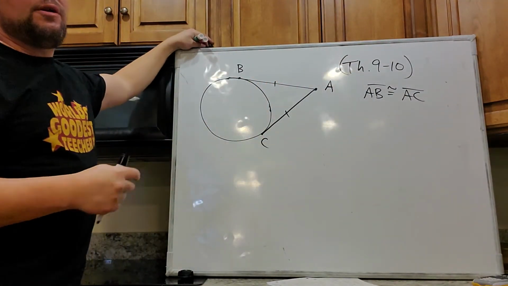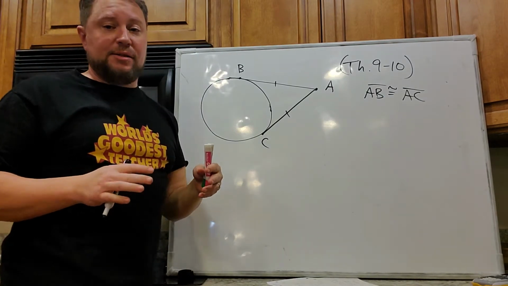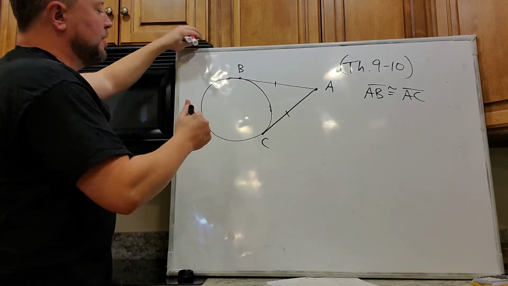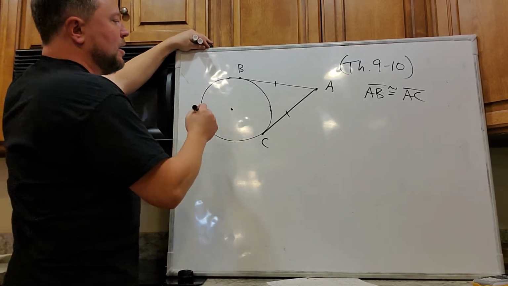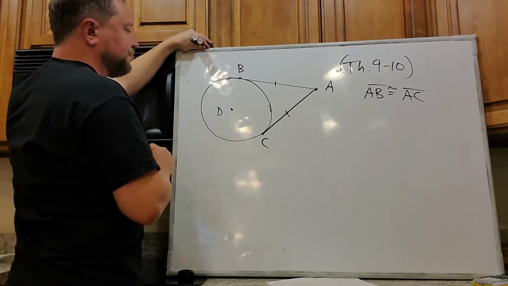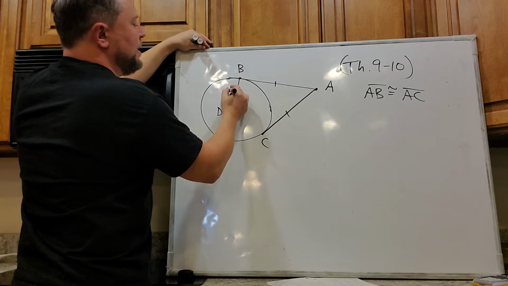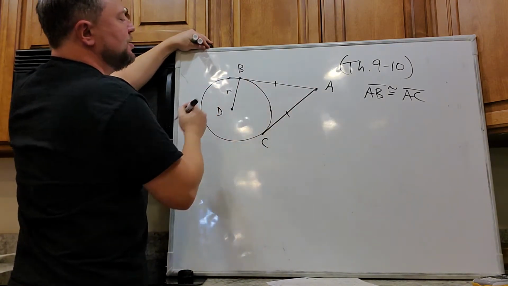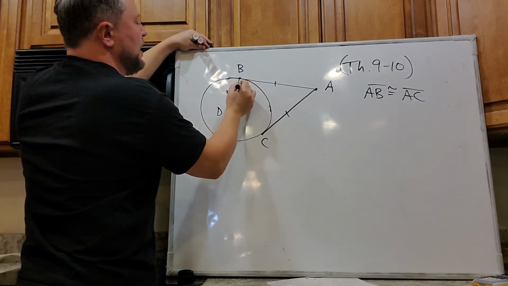Now I do want to show you why it works, because it turns out there's all kinds of stuff that we could show in this picture that are going to be congruent. So let's say here's the center of the circle. Okay, I'll call that point D. So D to B, do you see that as a radius? And that radius is meeting the point of tangency. So our previous theorem said that this will be a right angle right there.